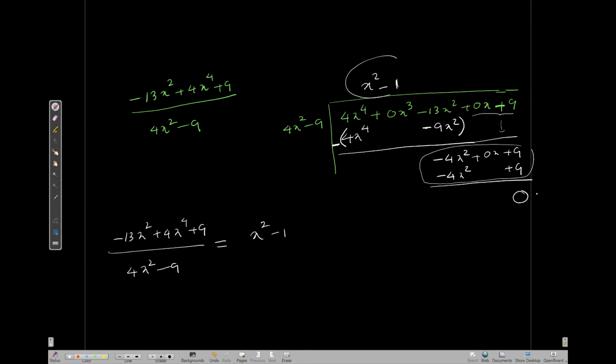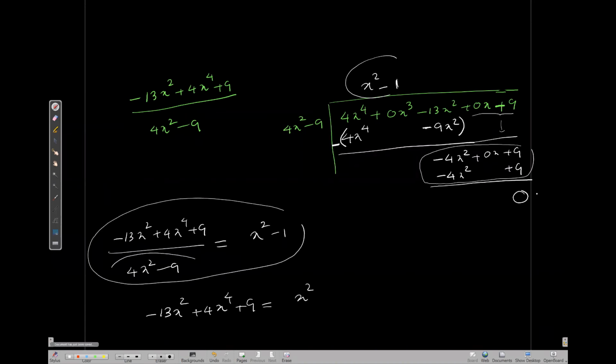In other words, this expression, 4x to the fourth minus 13x squared plus 9, has factors. It looks like it has factors, and the factors are, see, when I cross multiply this one by this, x squared minus 1 into 4x squared minus 9.